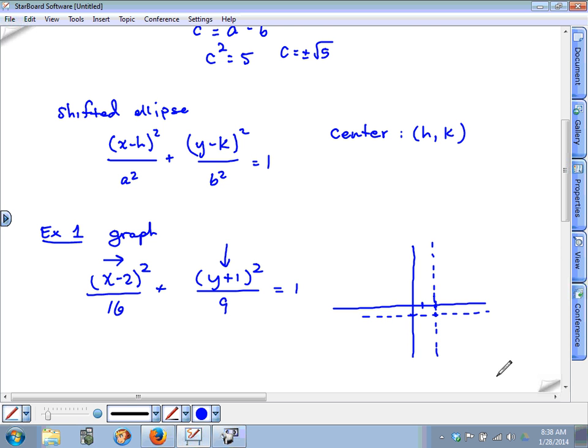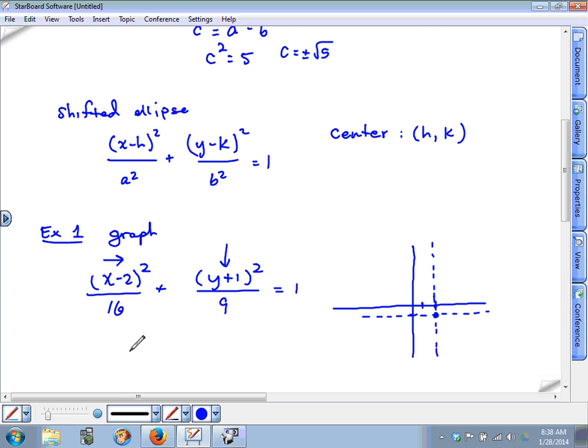Okay. Here's what I want you to think of. Rather than shifting the actual conic, or the ellipse in this case, we're shifting the origin. We're shifting the entire graph. We're considering this now to be our new origin, and we can graph this ellipse just like normal in regards to this new origin.